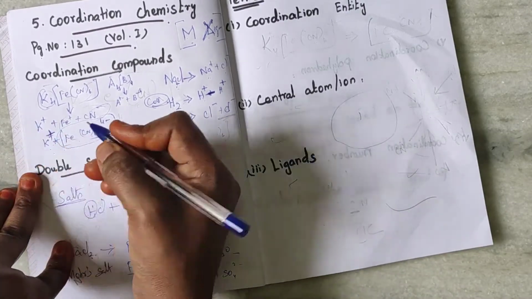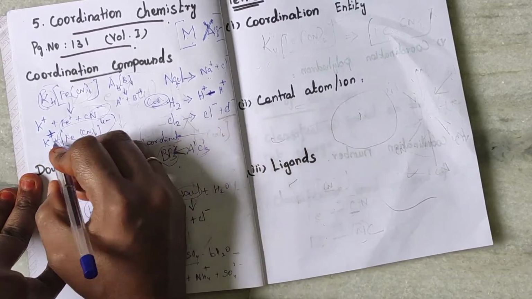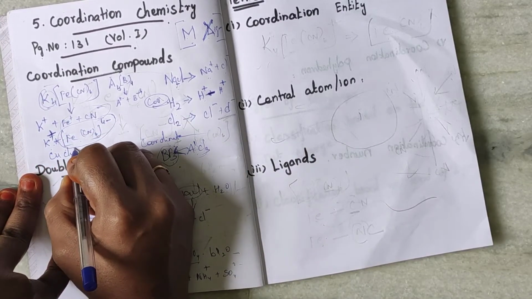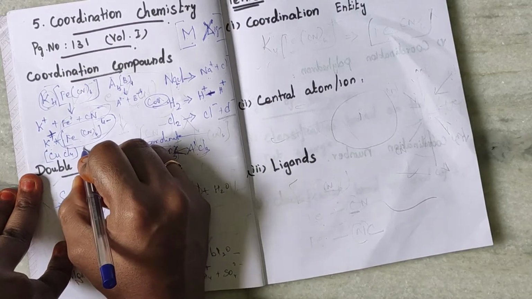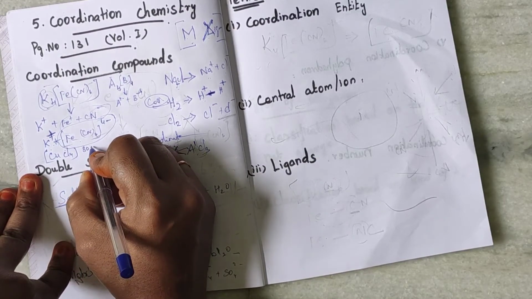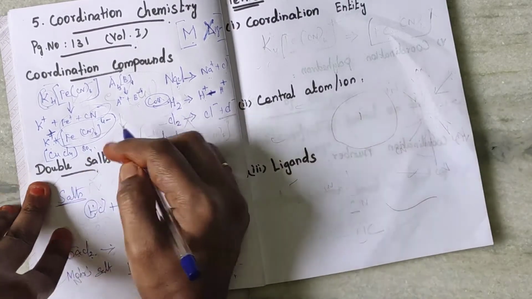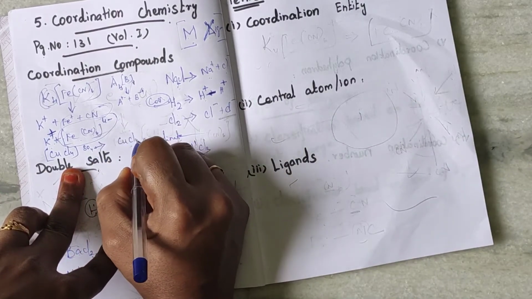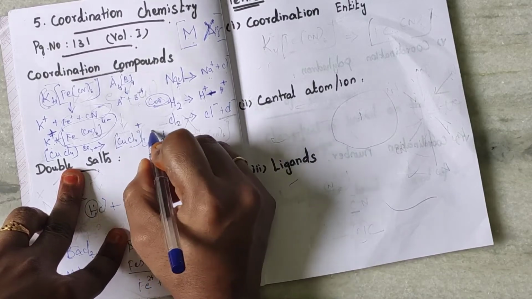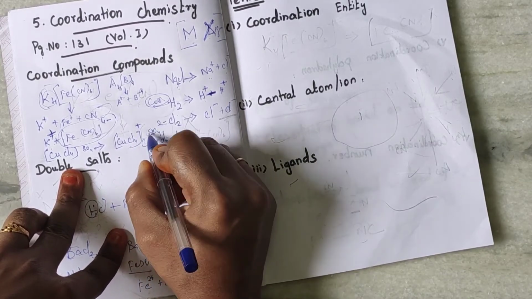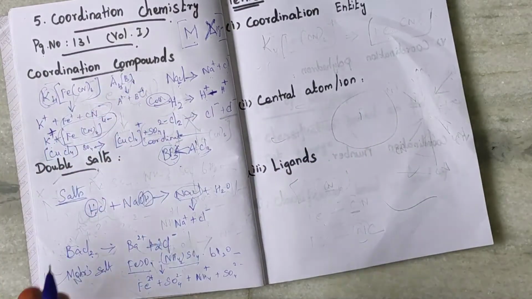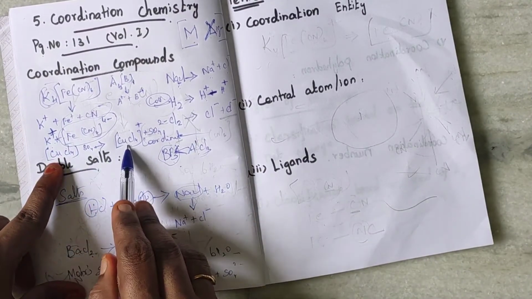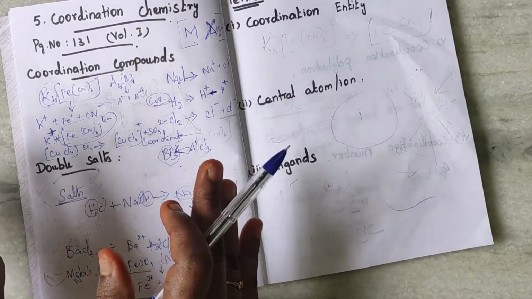I'll tell you another example: Cu, Cl4, SO4. How will you split it? Cu Cl4 plus, SO4 2 minus. The first part is the cation, the second part is the anion. The first part is the cationic complex.